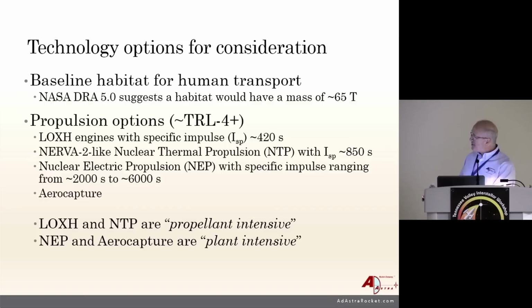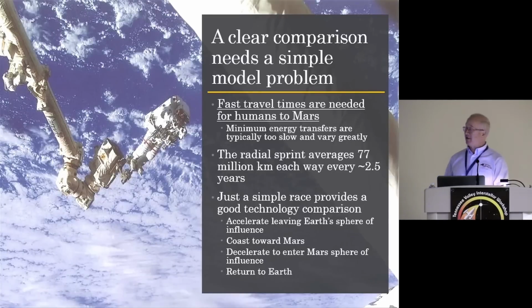And so there are two fundamentally different things going on here. One is that LOX hydrogen and nuclear thermal are propellant intensive because they're low ISP. Nuclear electric and aerocapture are plant intensive because you have to build the infrastructure into the rocket itself, and they use a lot less propellant, or effectively almost none. So you need to do fast travel times to Mars. Minimum energy transfers really don't count.